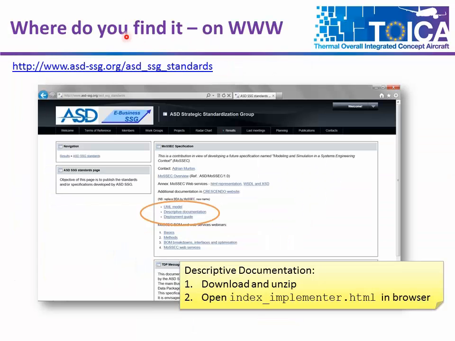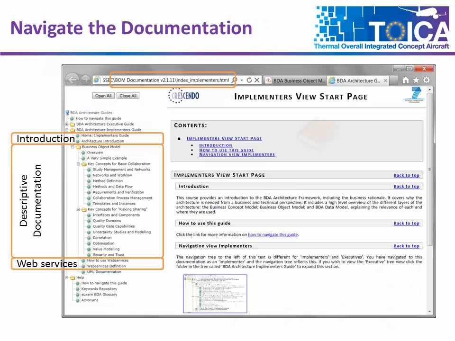The MoSSEC Business Object Model can be found on the ASD SSG website at this location. There are 3 sections to it: the UML model, which is an XMI file of the UML model, and the descriptive documentation, which will be covered by this webinar series, and the deployment guide as well. What you need to do is download the descriptive documentation, unzip it, and then open the index implementer.html in the browser. This is what the documentation looks like.